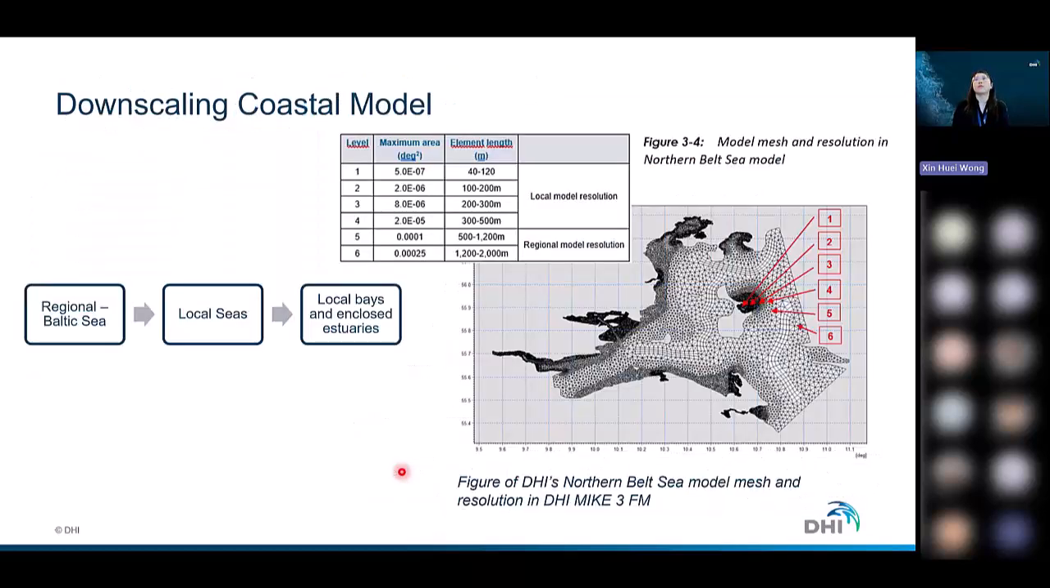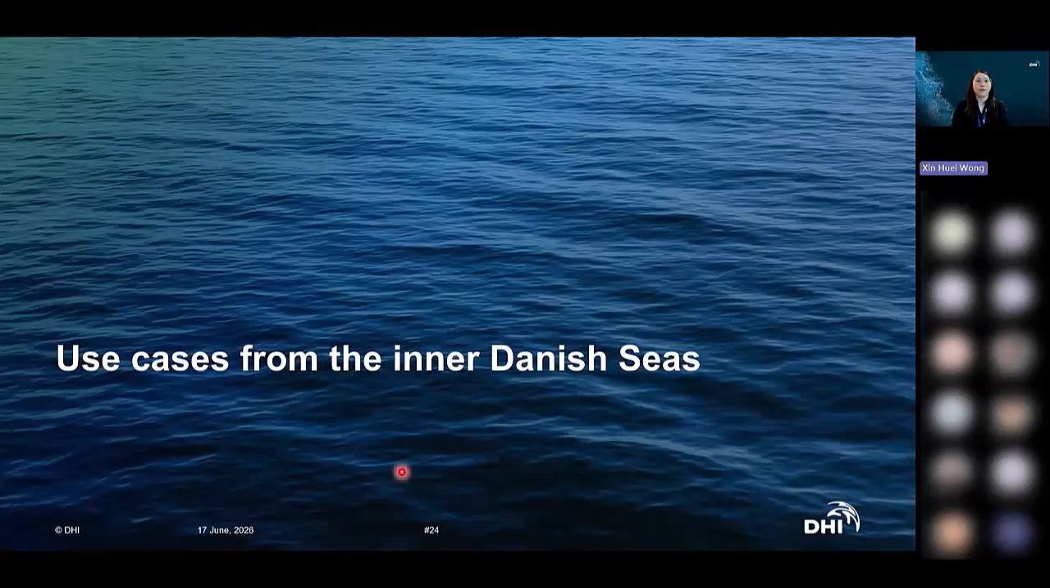So why do we do this with our regional model? It's because we can downscale it from the regional Baltic Sea. We would extract boundaries to feed into our local seas and local bays and estuaries, and eventually achieve a higher accuracy and resolution in the very fine enclosed bays and estuaries, as well as fjords. So with that in mind, I will pass the time to Maj-Britt, who will talk about the use cases from the inner Danish seas.